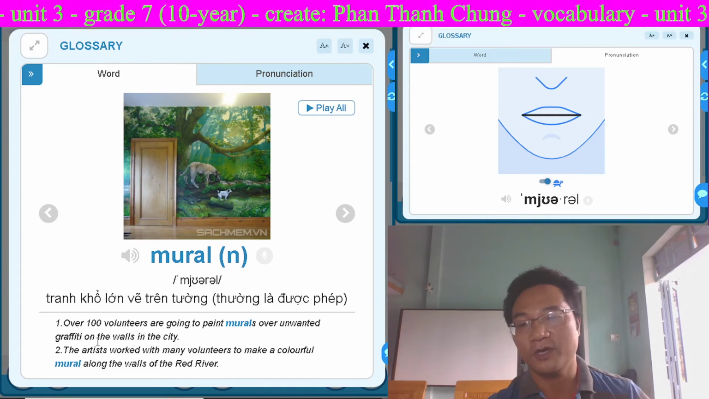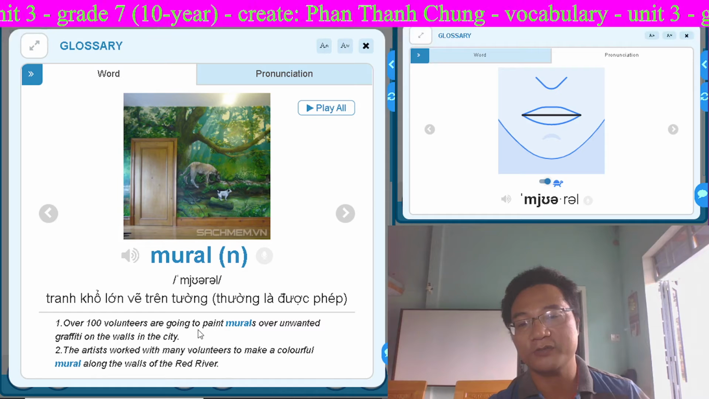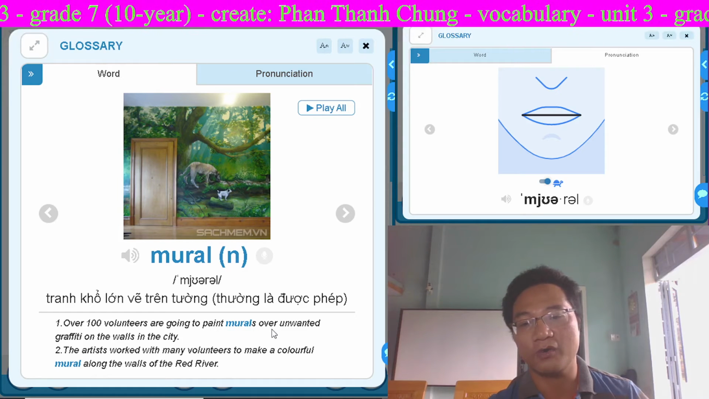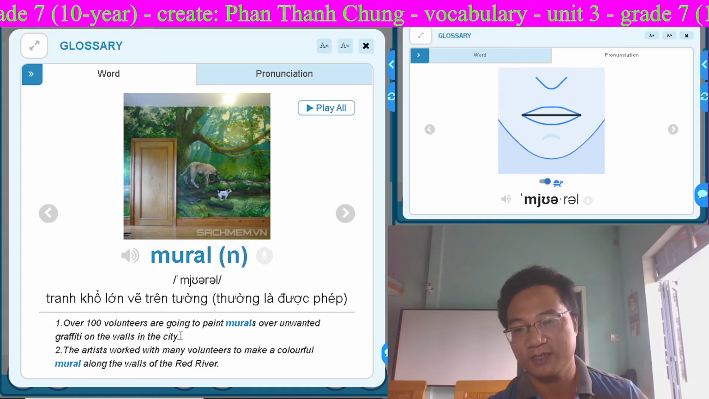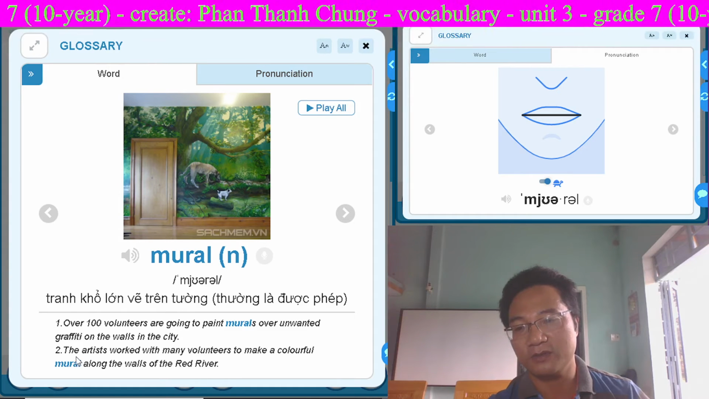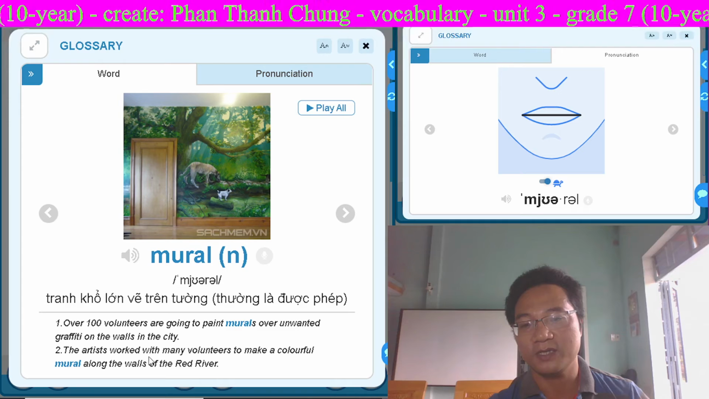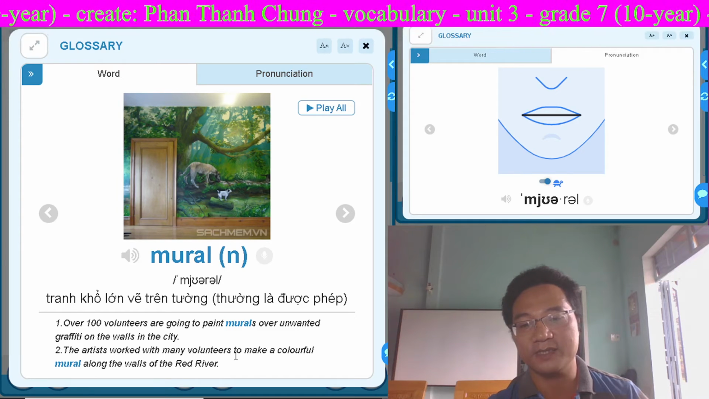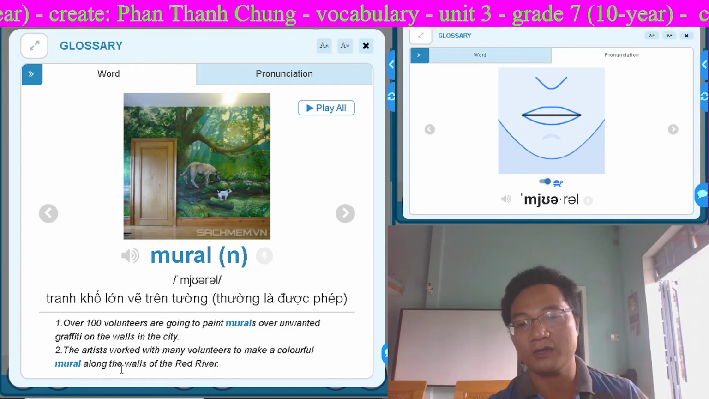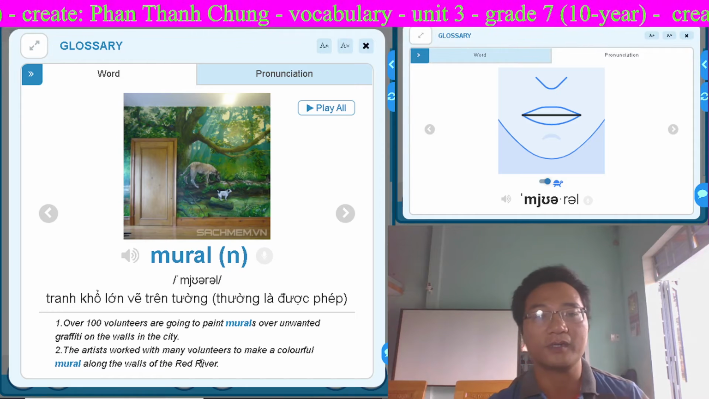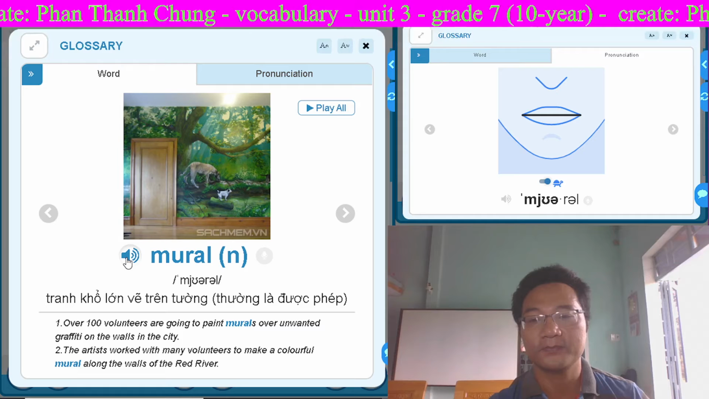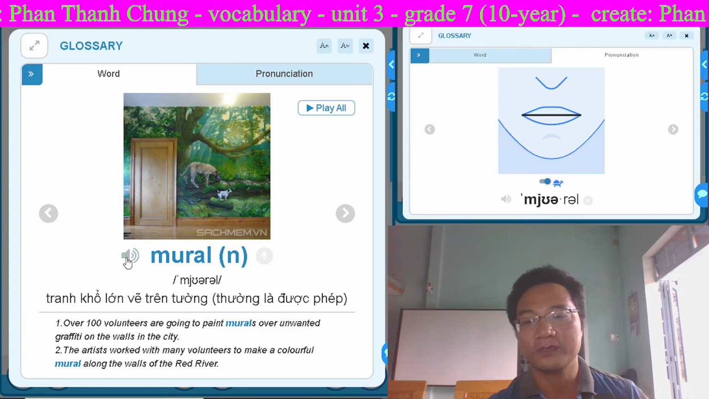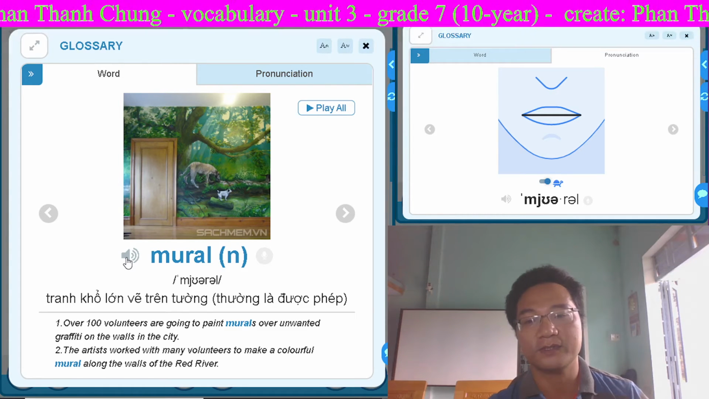For example, over 100 volunteers are going to paint murals over unwanted graffitis on the walls in the city. Or the artist worked with many volunteers to make colorful murals along the walls on the Red River. So, murals, tranh khổ lớn, vẽ trên tường, nhưng mà thường là được phép.